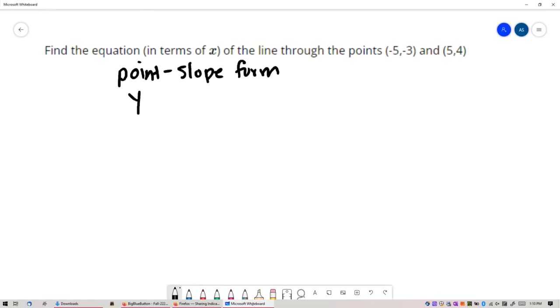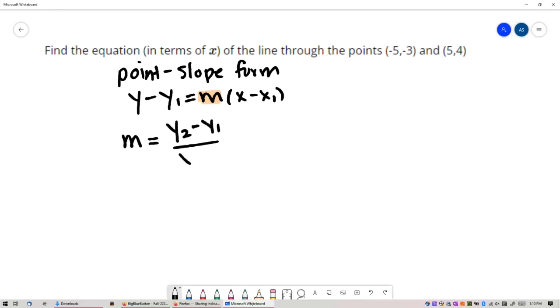Point-slope form is y minus y1 equals m times x minus x1. To fill out this format, you need m, which stands for the slope. And we have a formula for calculating slope: y2 minus y1 over x2 minus x1. We also need a point on the line, x1, y1.